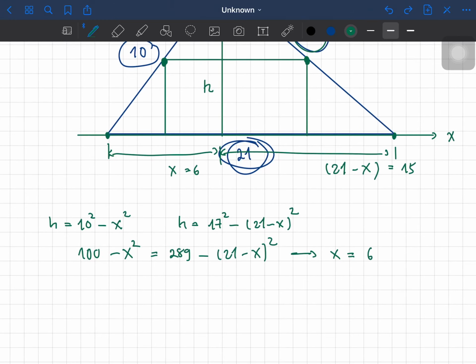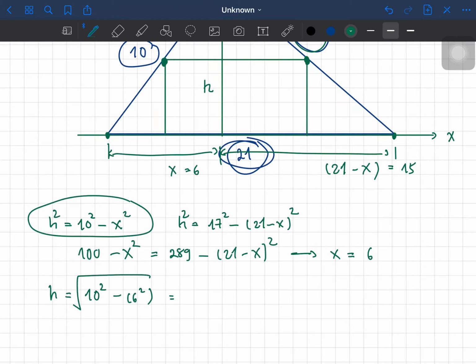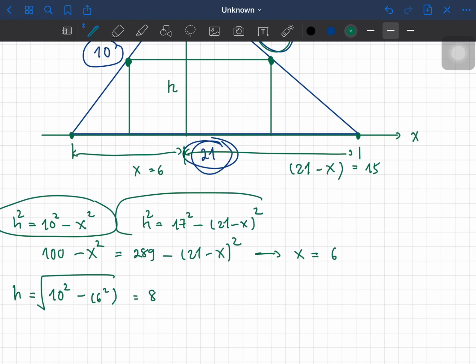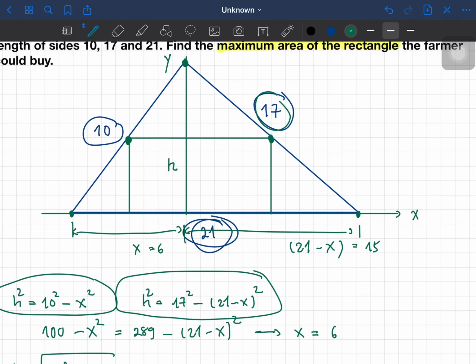My apologies, I should have mentioned this is h squared, not h, because according to Pythagoras theorem, h should be the square root of the difference of squares. So we have h in conclusion. For example, we can take the square root of 10 squared minus 6 squared, which is equivalent to 8. Or you can use the other one, which gives you the same answer, which is 8.